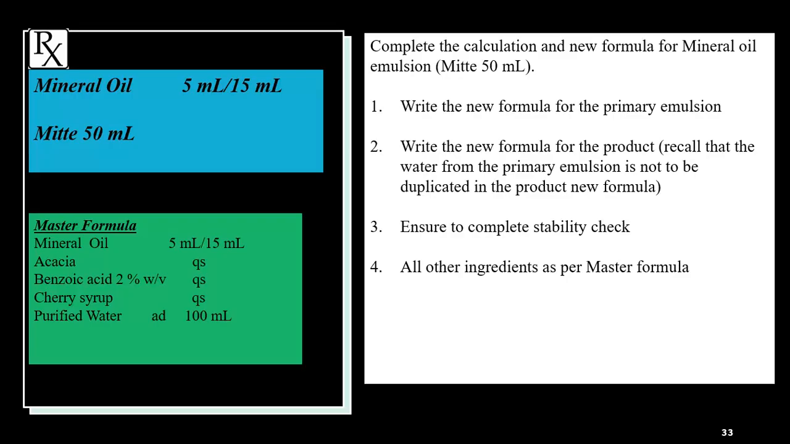Remember to do your stability check. It's a part of your calculation to see if it meets the 20% criteria. I'm giving you benzoic acid 2% for this example, cherry syrup, and you're going to work out your acacia. Remember that you are to have 2 new formulas for emulsion. One for the primary, because you must make the primary before you can add any other ingredient to the emulsion. If you do not calculate the primary or make a primary, then the medication, the oil, will separate from the water, because remember, the acacia is the gum being used to stabilize the oil in a globule form, so it's nicely scattered throughout the water.